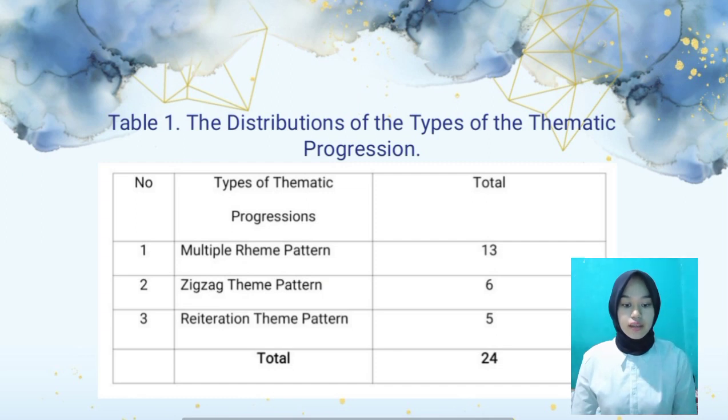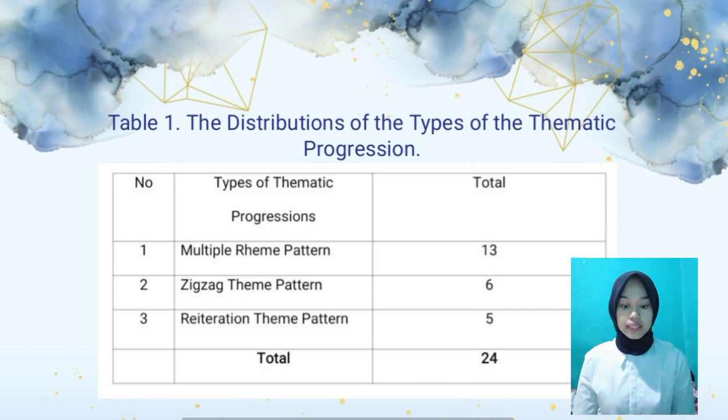Next is the distribution of types of thematic progression. After analyzing the data, the researcher found there are 3 types of thematic progression as suggested by Eggins 2004. The categorization of types does not fall neatly as expected. For this reason, the categorization of thematic progression is based on the dominant type of thematic progression found in the paragraph written by EFL students.